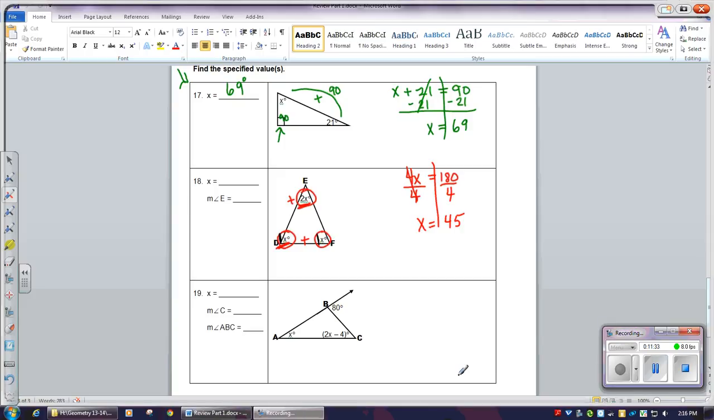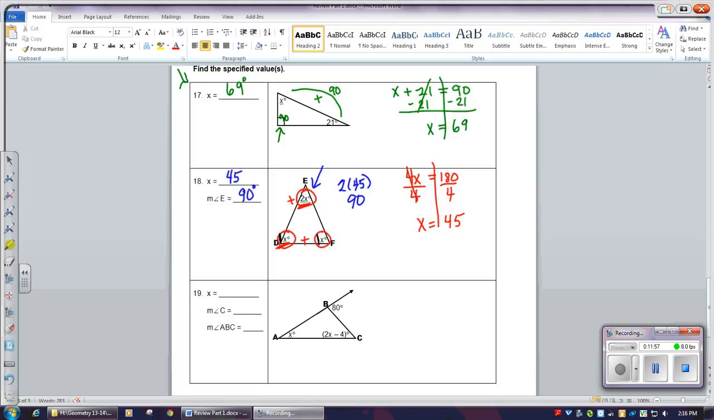Now I have to look at the equation and see what it wants. Well, the first thing it wants is x, so x is 45. Then it wants me to find the measure of angle E. Angle E is 2x, so 2 times 45 is 90. So the measure of angle E is 90 degrees. Don't forget your degree symbol because it wants a measure.